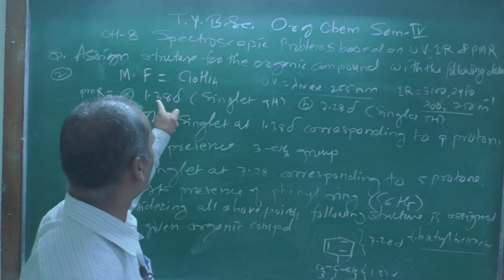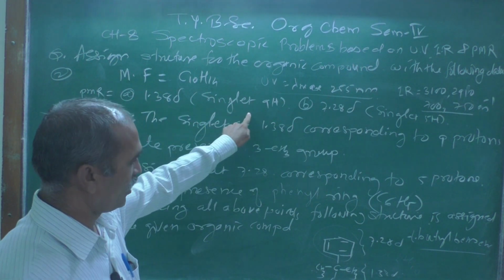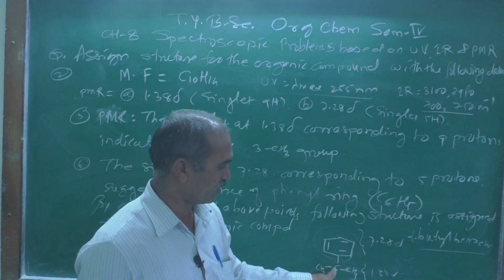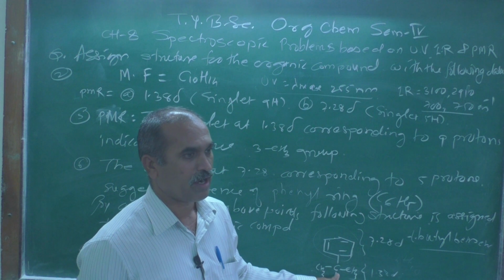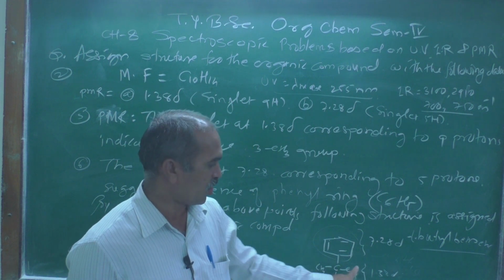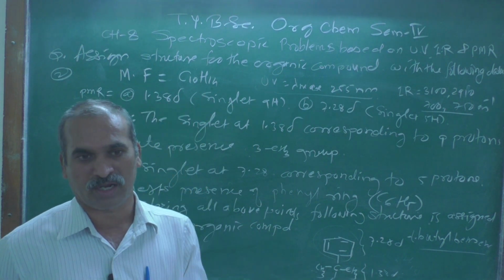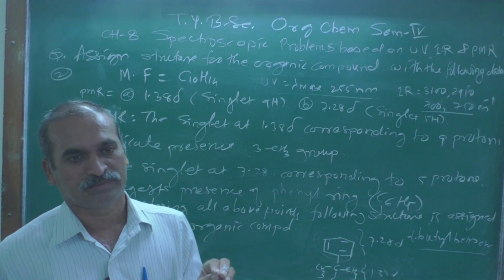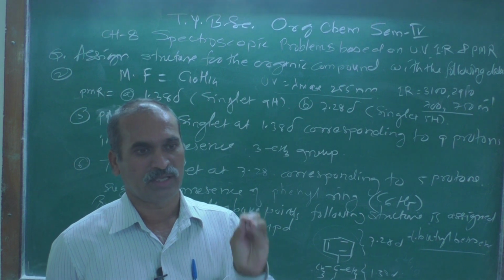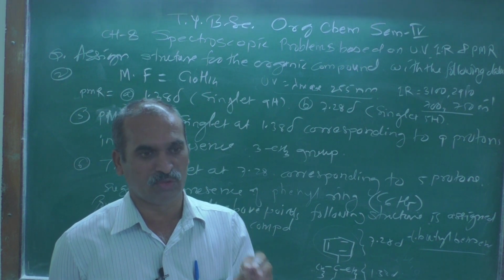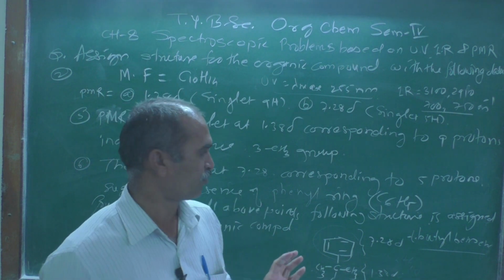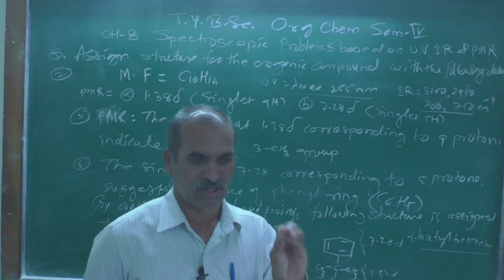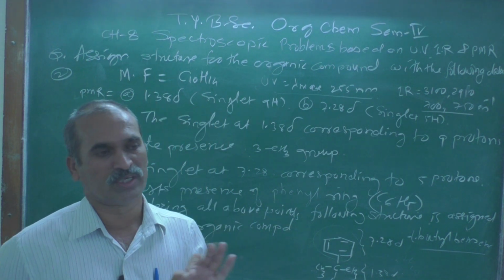Now look here, 1.38, 9H singlet. Look here, all these are methyl groups. The middle carbon does not carry a hydrogen atom, and therefore all the 3 methyl groups are identical, and whatever protons are present on them are chemically equivalent, and that's why they give only one set of protons. And all the aromatic protons, 5 protons, will give one set of protons.